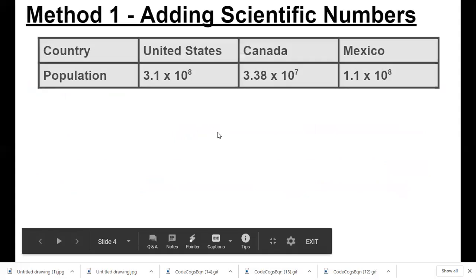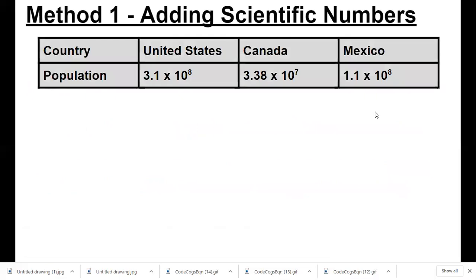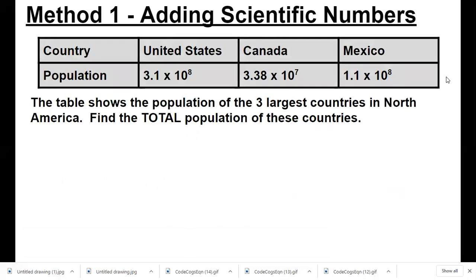Adding scientific numbers. Method 1. Okay, here we have the population of the United States, Canada, and Mexico. I believe these were the numbers in 2011, so I'm sure it's more than that now. However, this will work. They're all triple huge numbers. So the table shows the population of the 3 largest countries in North America. Find the total population of these countries. When you hear the word total, it makes you think of adding, correct? So we're going to be adding.